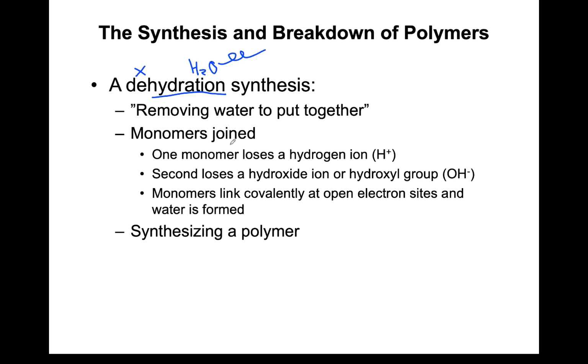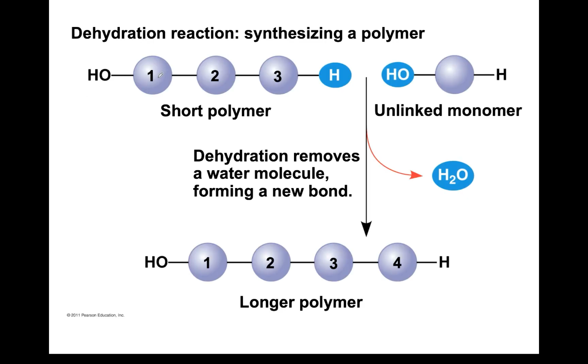Monomers join. In order to make a polymer, a monomer needs to join another monomer, and whenever two monomers join, one monomer loses a hydrogen ion, and the other monomer loses a hydroxyl ion. Therefore, this hydrogen ion and hydroxide ion form a water molecule. So monomers link covalently at open electron sites and water is formed. The outcome is producing a polymer. So this is just a monomer.